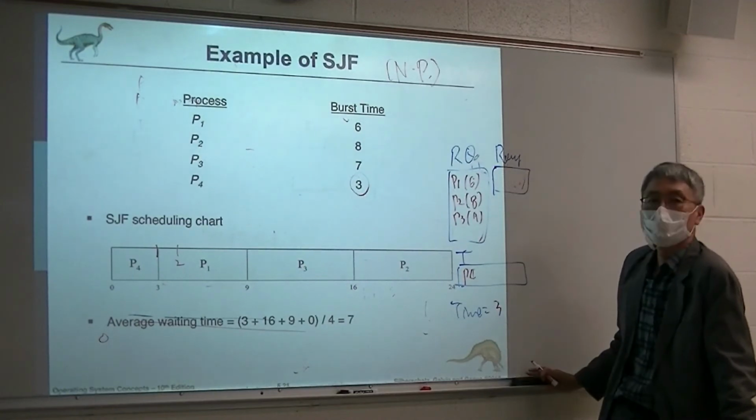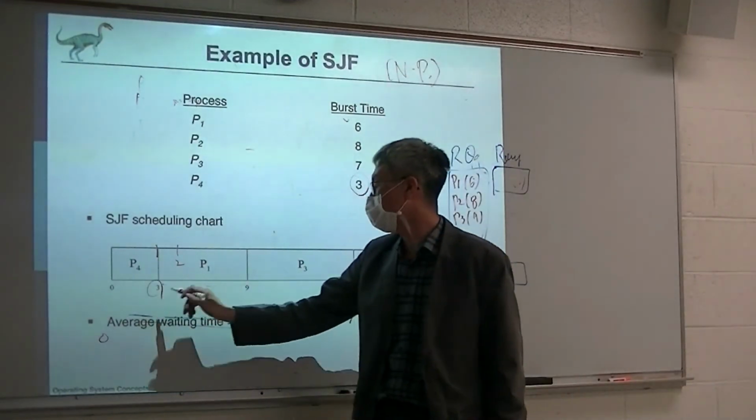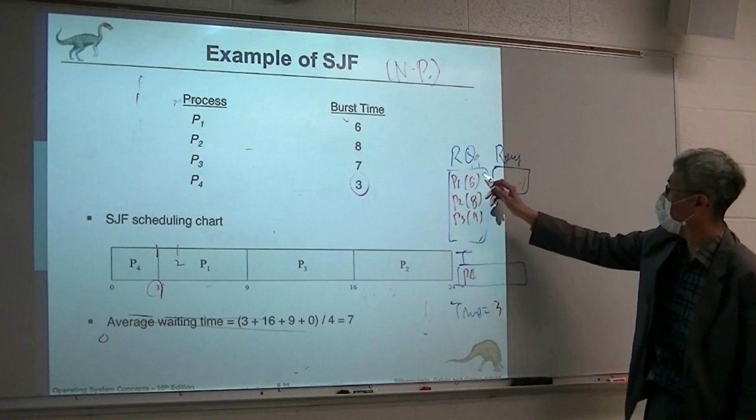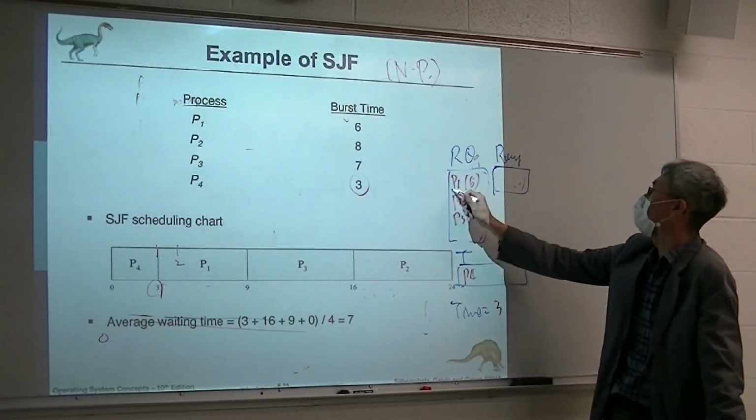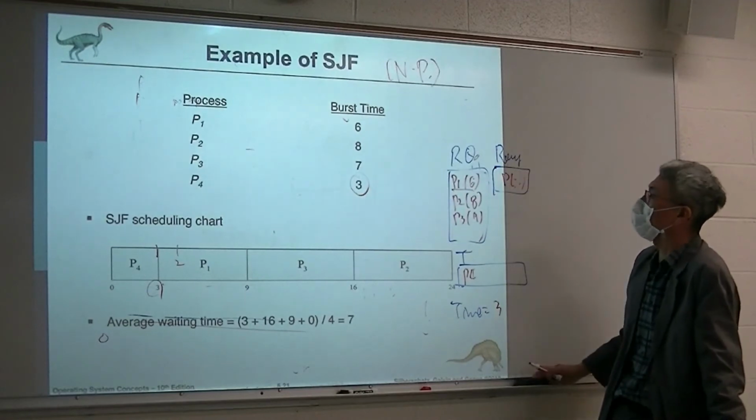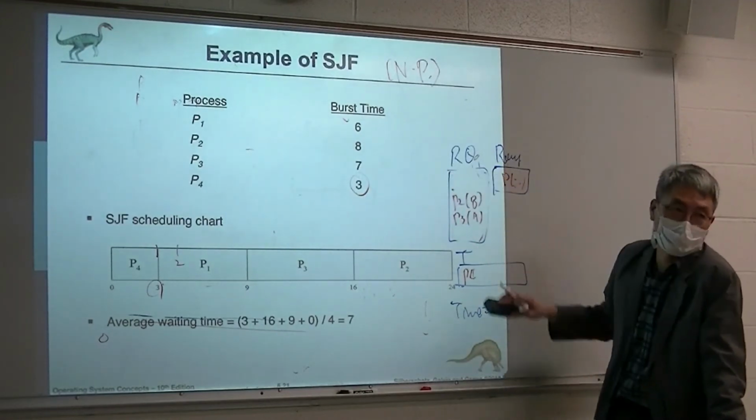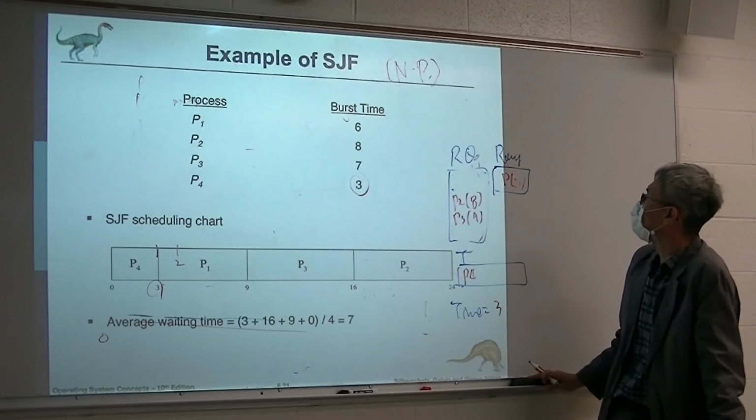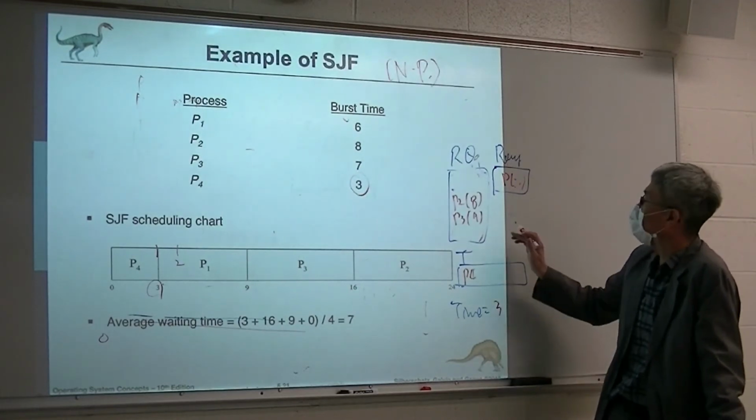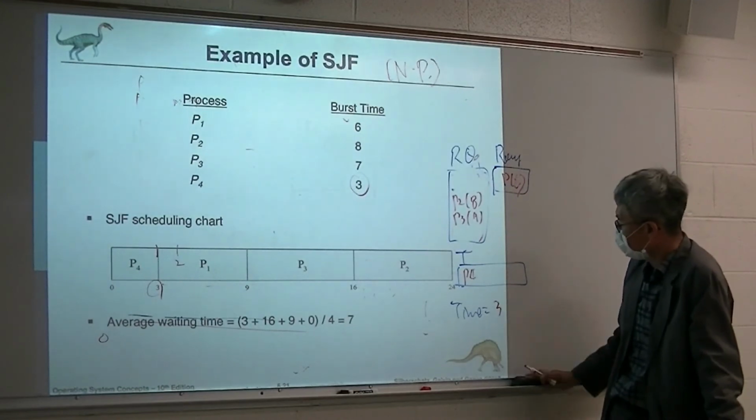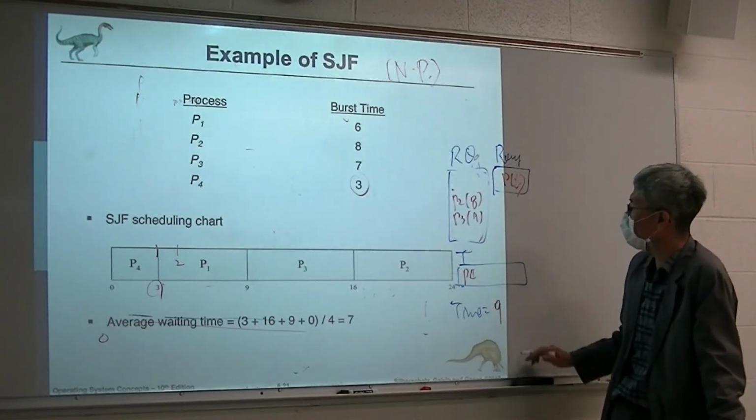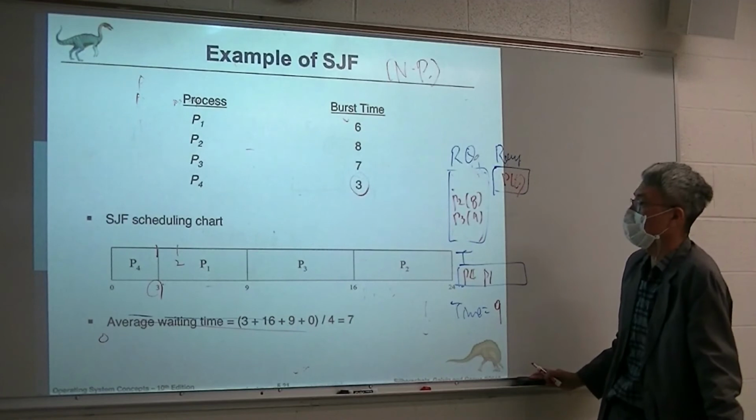So P4 will be completed when time is 3. So the current time is 3. At this time, which one will be selected? P1, 6. So P1 will be selected. We are going to consider the process that is the shortest job. So P1 is selected. Then P1 needs what? The 6 time slots. So 9. At time 9, P1 is terminated.